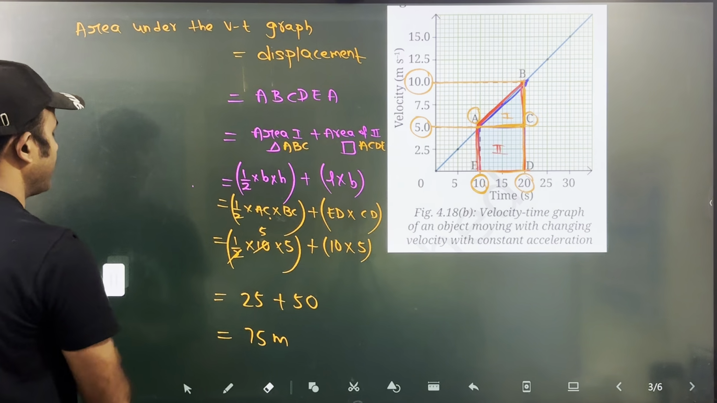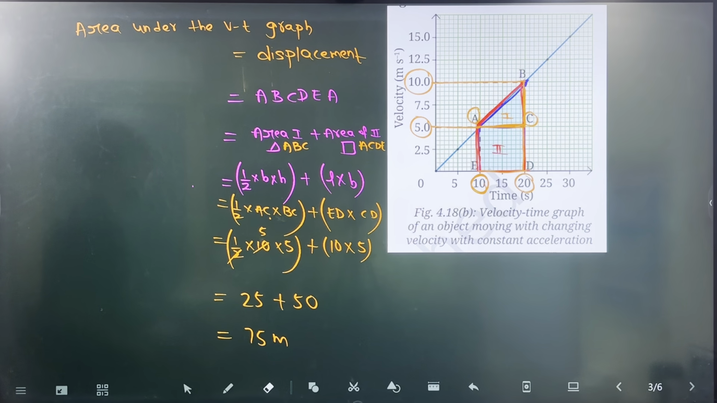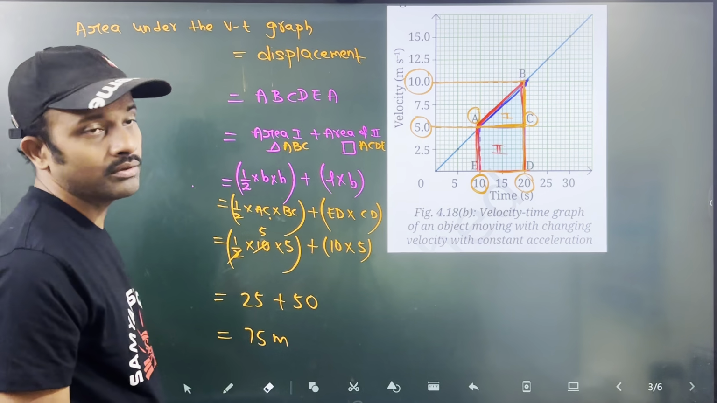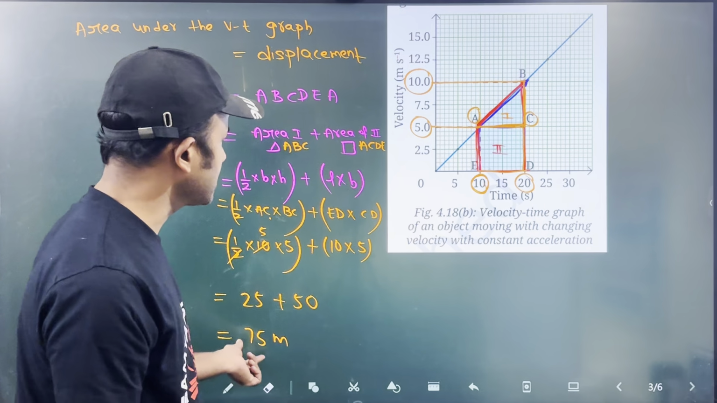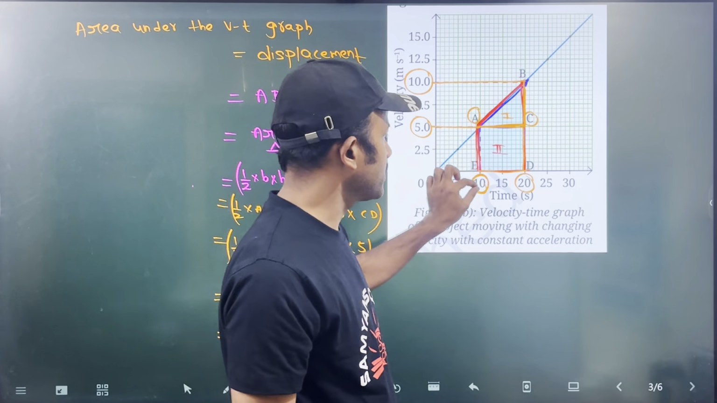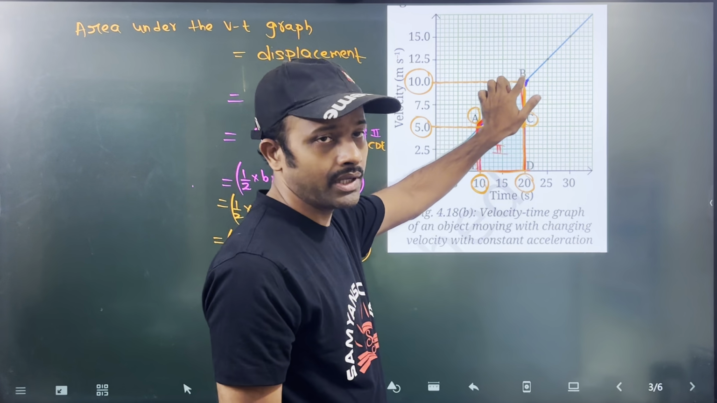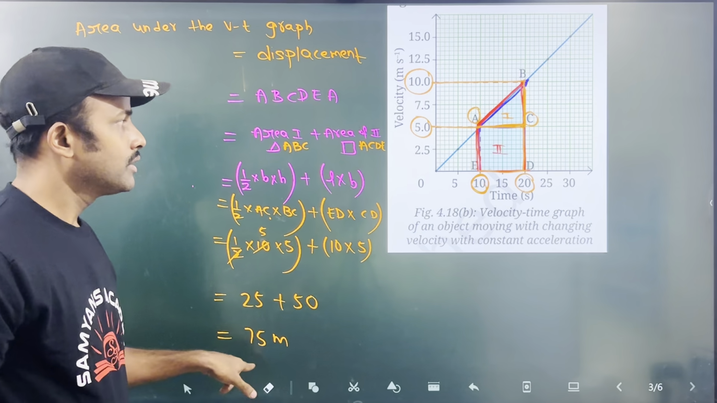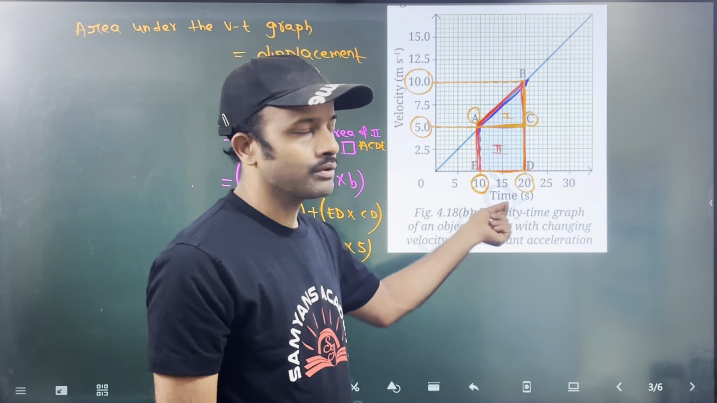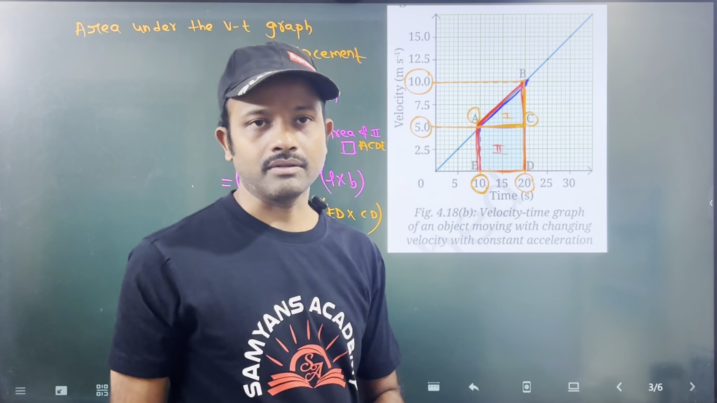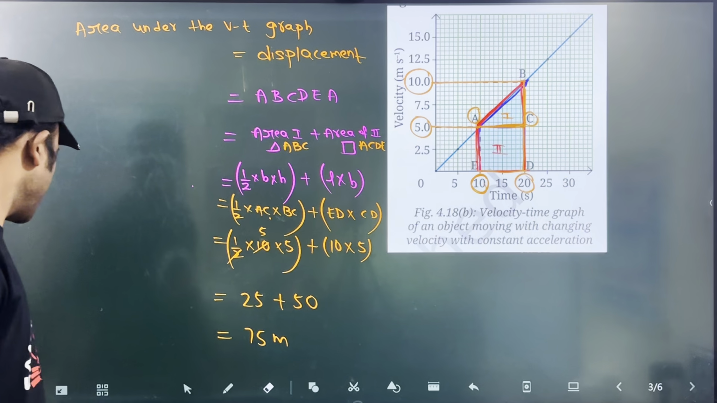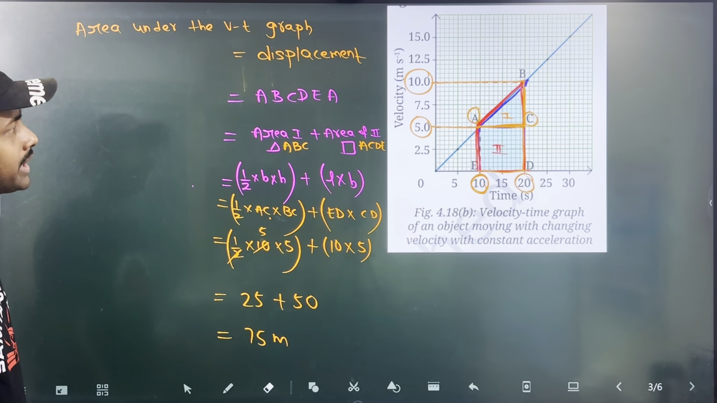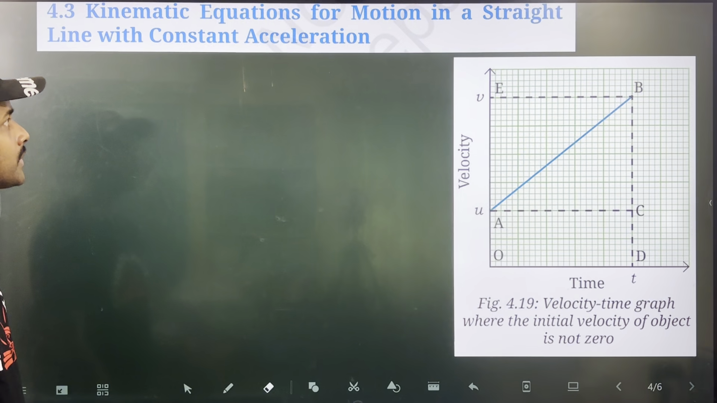So in this way we can calculate the area under the velocity time graph, and that gives you displacement. What is the displacement during this journey from 10 second to 20 second, from A to B? That is 75 meters. So the object moves 75 meters during 10 to 20 seconds, with 20 meter per second speed. Like this you can calculate the area.